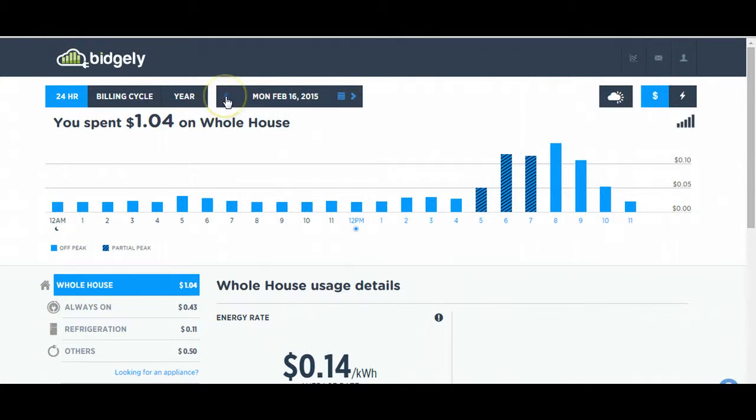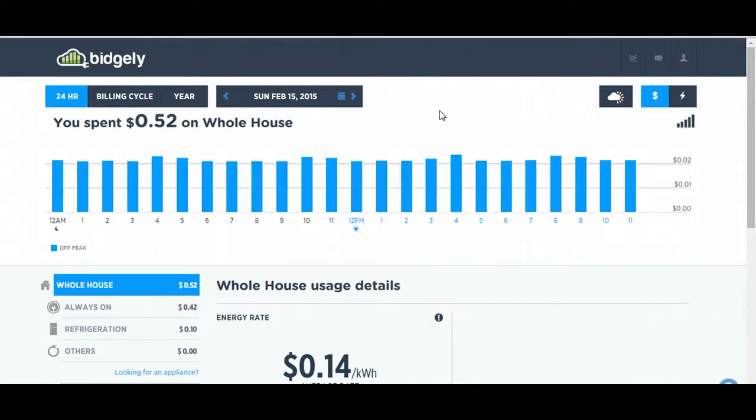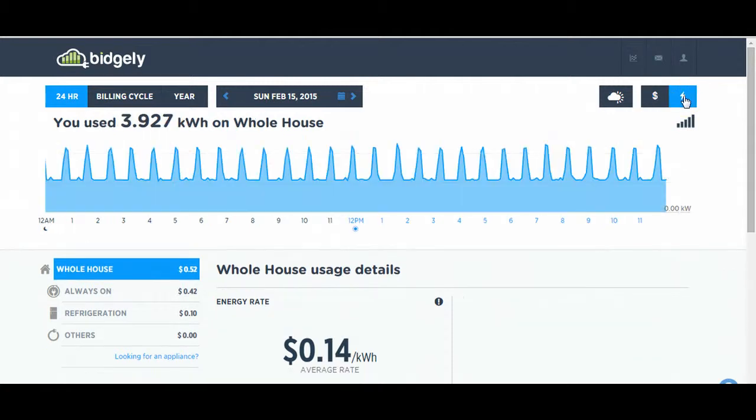Here I'm going to start out on my Bidgely dashboard, and here's my data for today. I'm just going to step back one day, the day I was out of town. At first it doesn't look like there's too much interesting here. I've spent 52 cents on power for the house. That makes sense, I wasn't there. But instead of looking at the electrical cost per hour, I'm going to switch over to the actual usage. And here it gets a little bit more interesting.